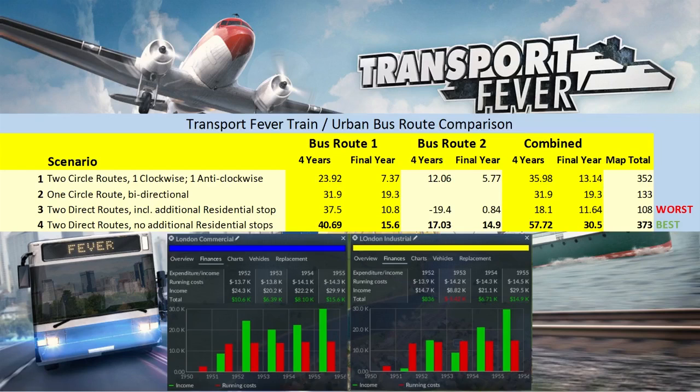But anyway, I hope you found this useful. I certainly had my eyes opened as to how to get the best profit out of my routes in town from train to businesses. I hope this has been useful to you.